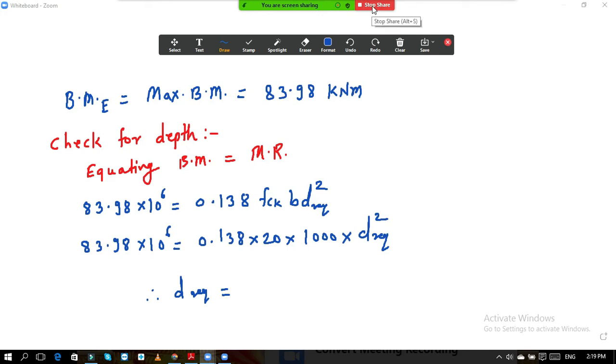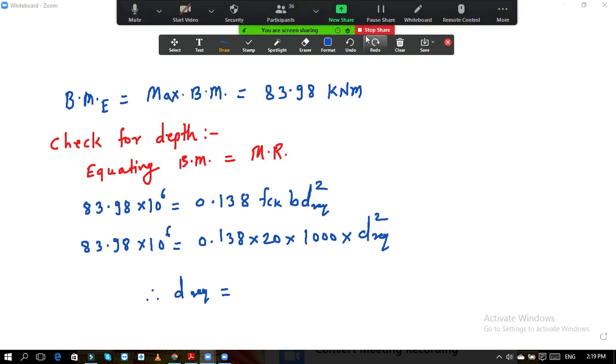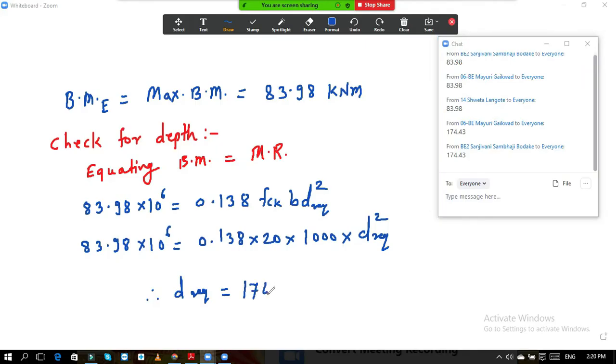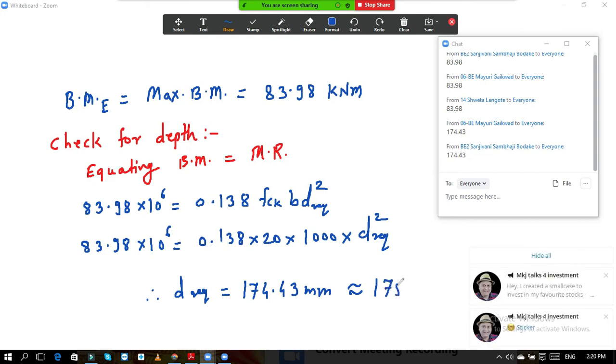Okay. I will see over here what is happening. Hello, solve this. The value is 174.43 mm. So if we round up the depth, then it will be around, say, 175 mm.